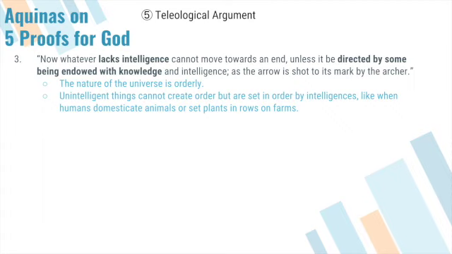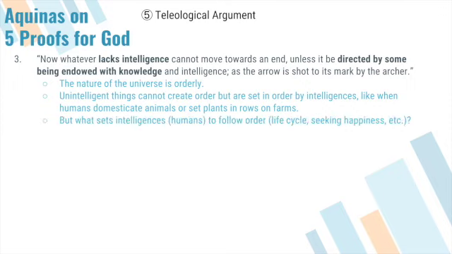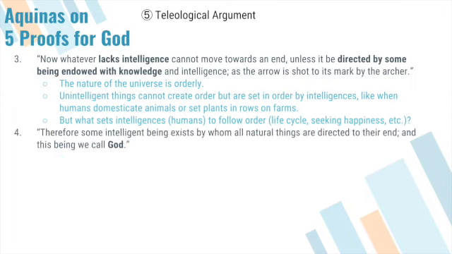Apples in a pile cannot put themselves in a row, but are set in order by intelligences, like when humans domesticate animals or set plants in rows on farms, right? But what sets intelligences like humans to follow order? There's order within us, like the life cycle, or seeking happiness, other things that we do not set in motion. Parts of us are not set in motion by us. We do not choose to have four limbs or to have a digestive system. That order has to have been designed by something prior, according to Aquinas.